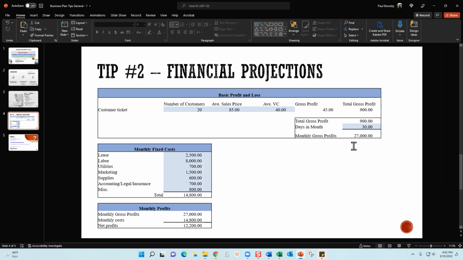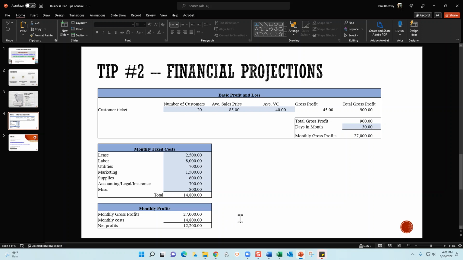We're then going to take that $27,000, plug it in down here, and then tie in our monthly fixed costs. So we're going to identify whatever costs we're going to have on a monthly basis: the lease, the labor, utilities, supplies, accounting, legal, insurance, and the miscellaneous. We'll tie them all together, add them up, and for this example, it's $14,800. For segment 2, we're going to plug that right below our gross profits. And then the final step is to deduct that $14,800 from the $27,000, and that gives us a net profit of $12,200.